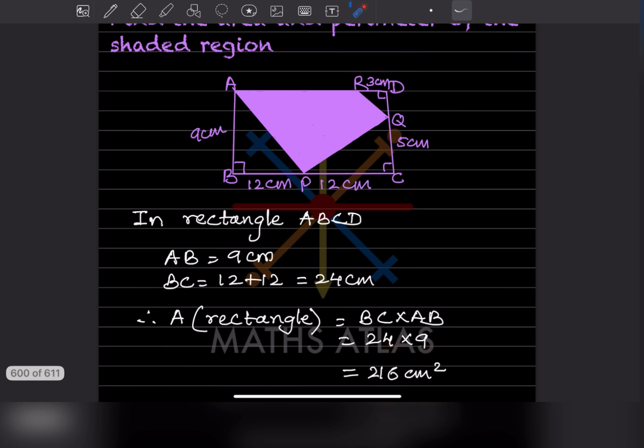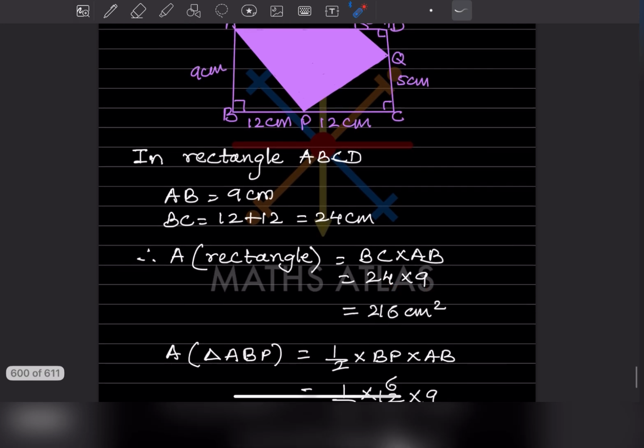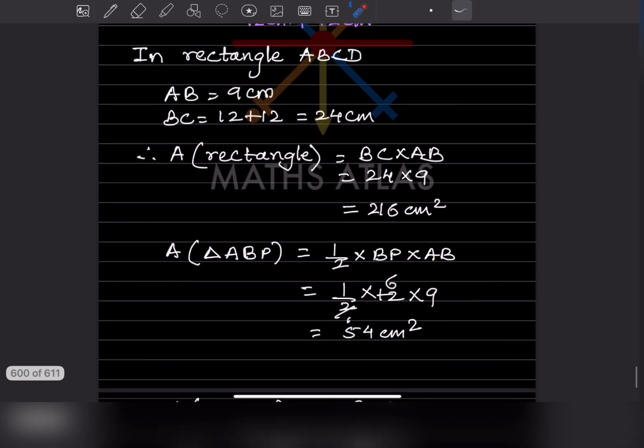So that will be 216 centimeters square. Now let us see for this triangle ABP, the area of this triangle ABP will be half base into height. So this is the base of it and this is the height. So half into 12 into 9, so this will be 6 into 9. So this is going to be 54 centimeter square.